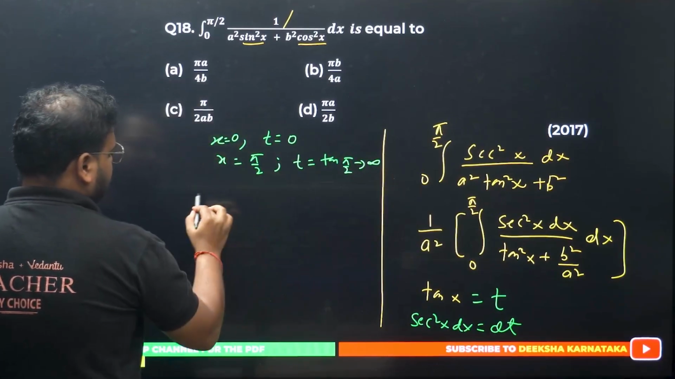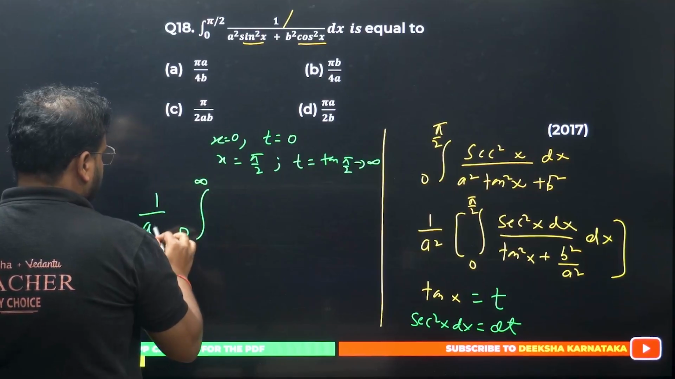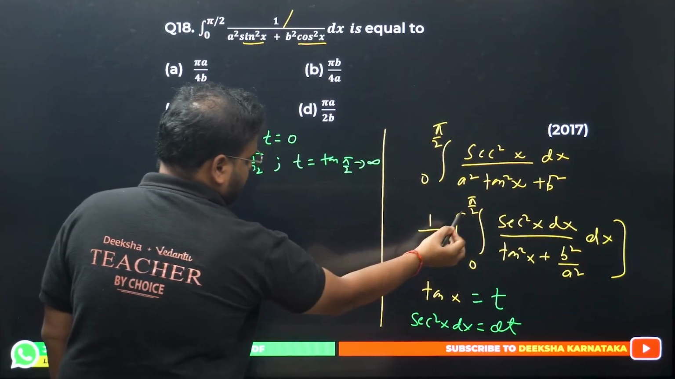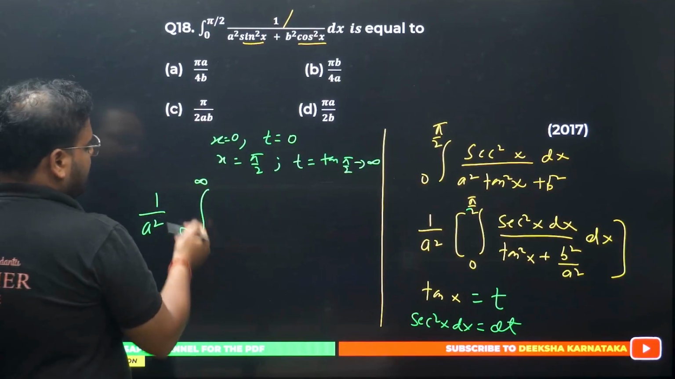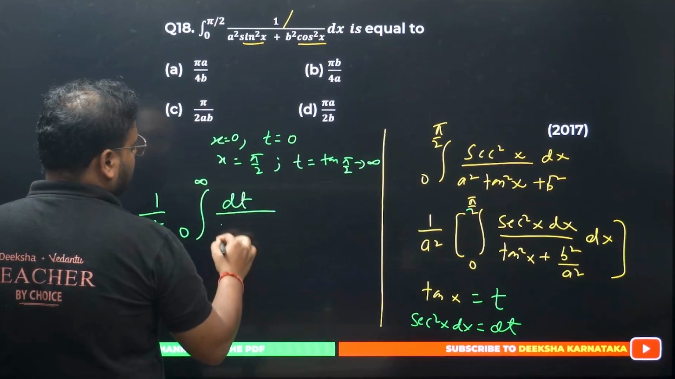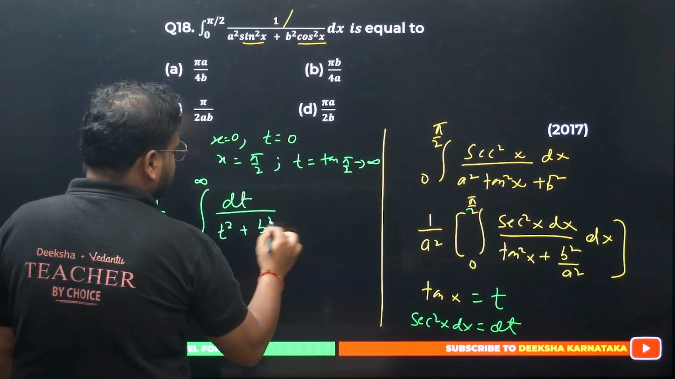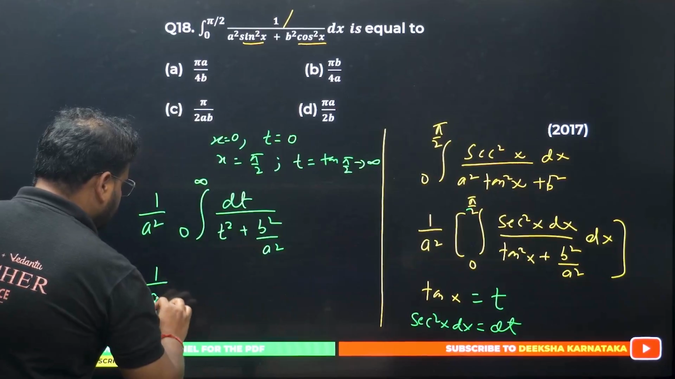So limit, check here, 0 to infinity, 1 by a square outside, because at pi by 2 tan is infinity, so t becomes infinity. 0 to infinity, a is, so 1 by a square is outside. This is nothing but dt upon t square plus b square by a square. The formula is very simple. The constant is outside as it is.